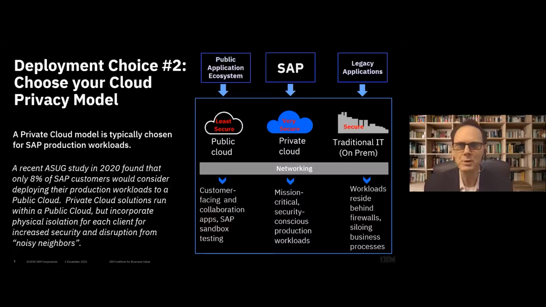So deployment choice number 2 is to choose your cloud privacy model. This is probably an area where I currently see the most confusion in the industry today. And it's really concerning because I believe that every IT organization is really a steward of that organization's data, and they have a responsibility to ensure the data privacy and the security of that data. So understanding the cloud privacy model is just of utmost importance.